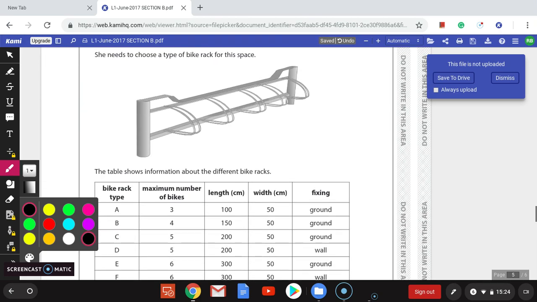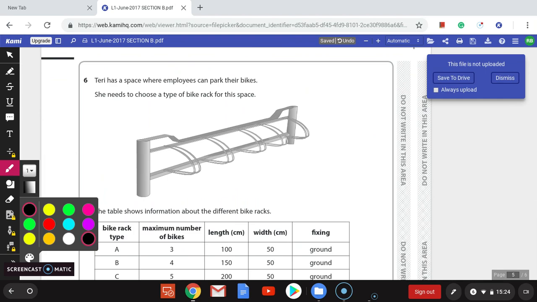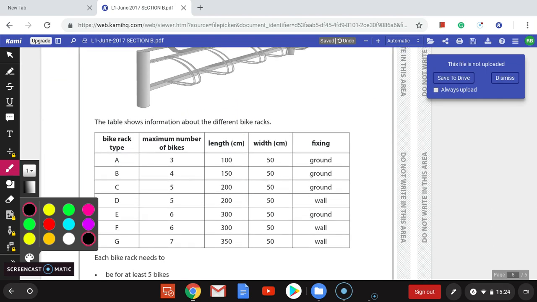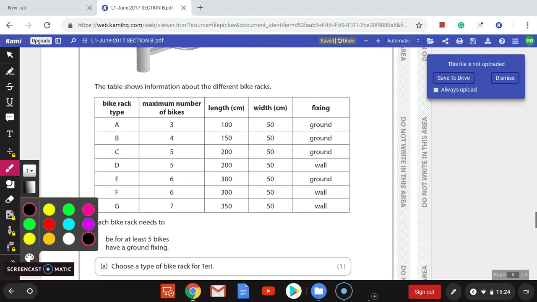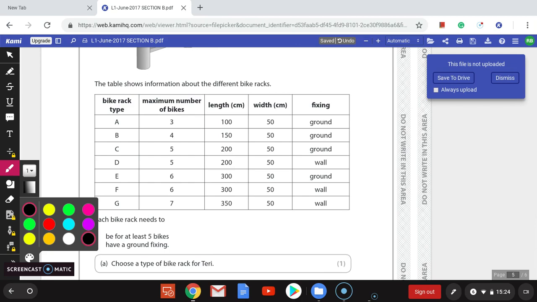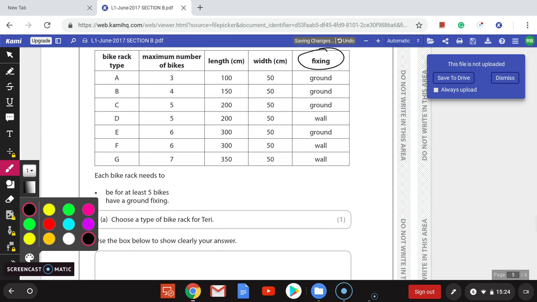Okay, question 6. Terry has a space where employees can park their bikes. She needs to choose a type of bike rack for this space. Okay, there's a table shown in this question. It's got A to G, different options. Those options have maximum capacities for bikes, lengths, widths, and different types of fixings. It says you need to choose one that has a capacity for at least, which means 5 or more bikes, and have a ground fixing.